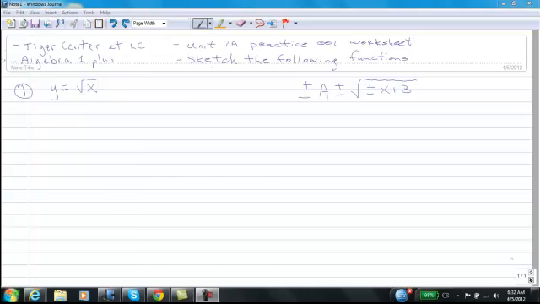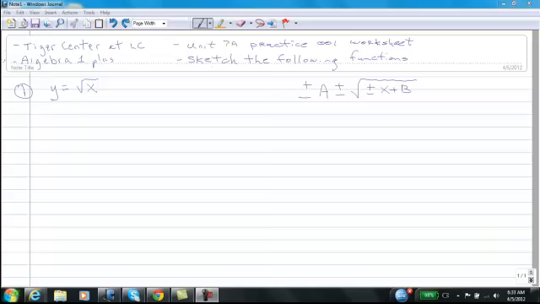This is Algebra 1 Plus, where the plus represents the math lab breaking down algebra into smaller parts to help with student understanding. We're studying Unit 7A, the radical function, Practice 001, the worksheet. Our goal was to sketch the following functions. The first one we're going to do is y equals the square root of x, what we call the parent function, or where we start everything from.